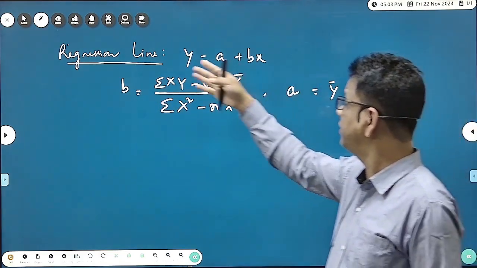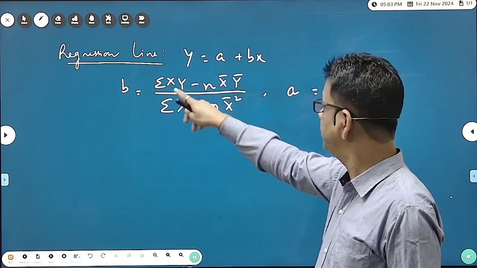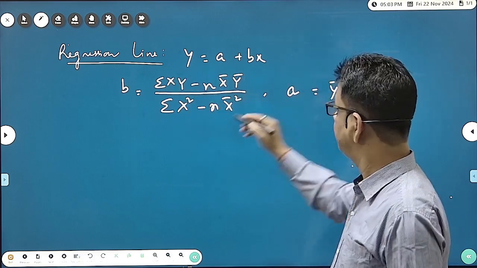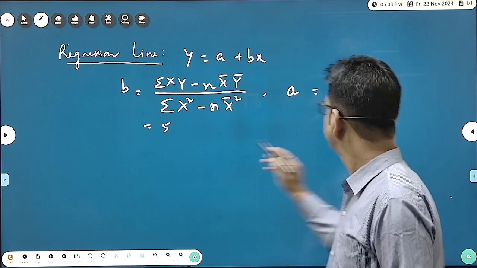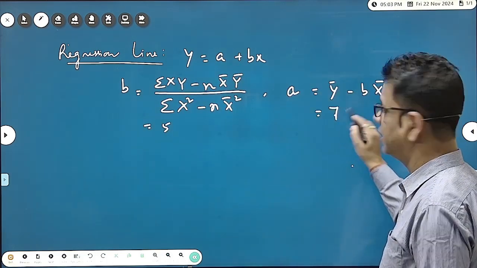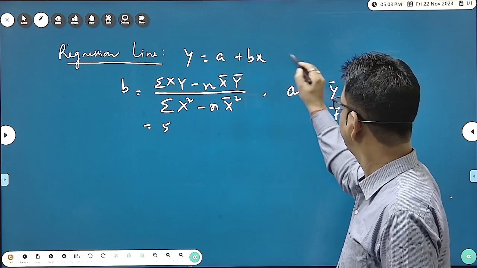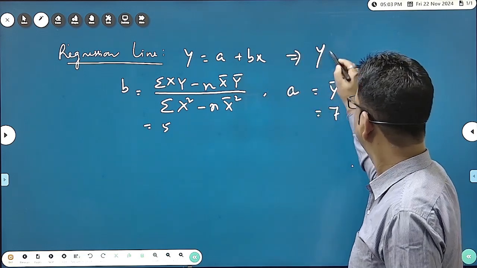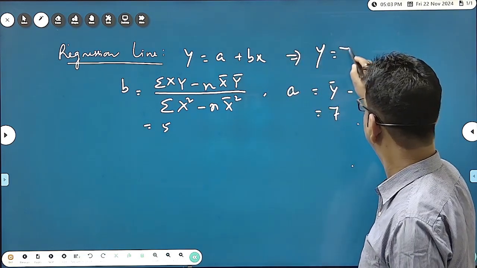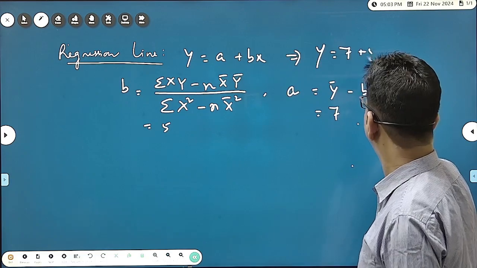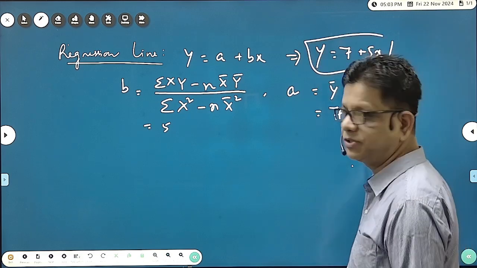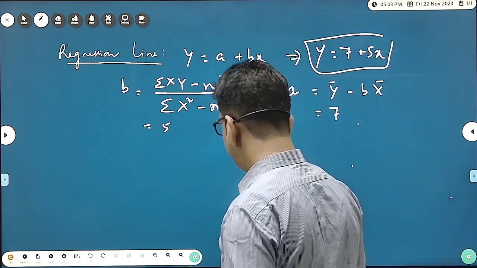Now what question comes, that also I told you. Sometimes the question comes, find the regression line. You just have to put a and b. Suppose b will get 5. Suppose a will get 7. Example. Then the regression line will be y equal to a value, a is 7, plus b is 5x. So this is how we can get the regression.